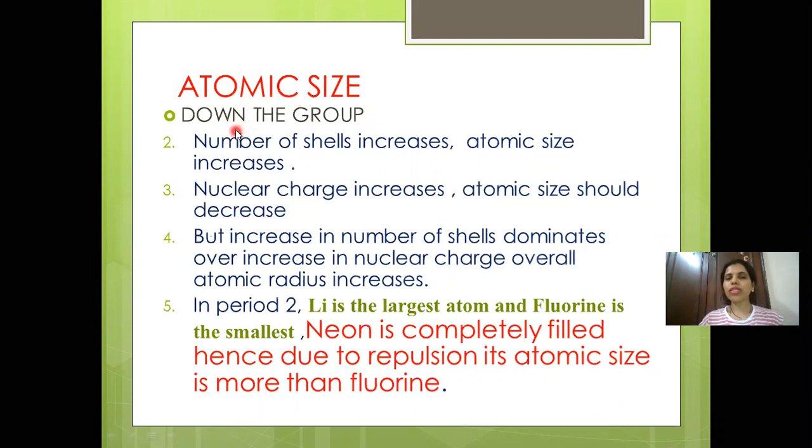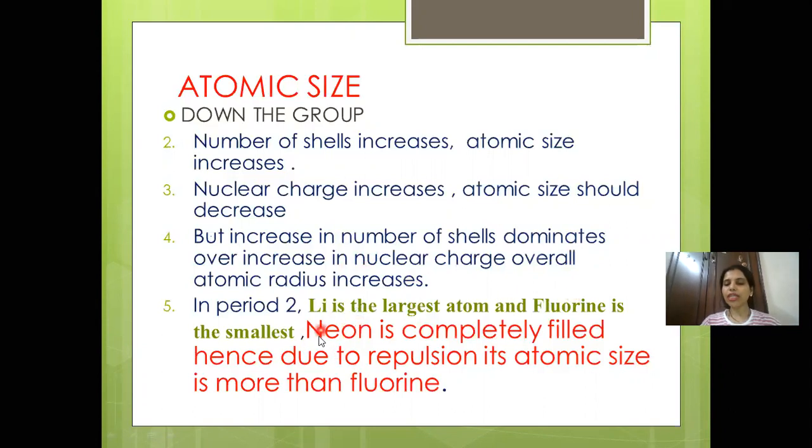As you already know, when you go across the period, the atomic size decreases, and when you go down the group, atomic size increases. We have done this. The last part which was left: in the second period, lithium, which is on the left side, is the largest atom, and fluorine, which is on the right side, is the smallest atom, as across the period atomic size decreases.